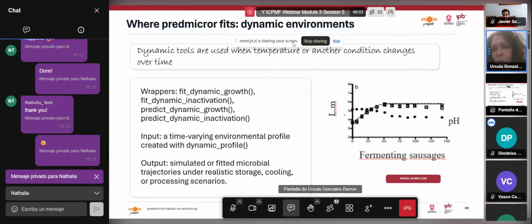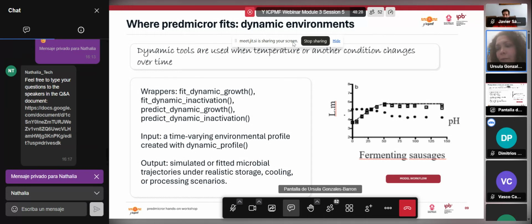Then you will be able to fit dynamic models using this package, assuming that you have a changing condition. For example, it could be temperature, it could be water activity, a matrix that is dehydrating in time, or a matrix that is acidifying in time, or a sample that is stored at ramp temperature. And for this, you have different wrappers. You have fit dynamic growth, fit dynamic inactivation, and you also have, in prediction mode, predict dynamic growth and predict dynamic inactivation.